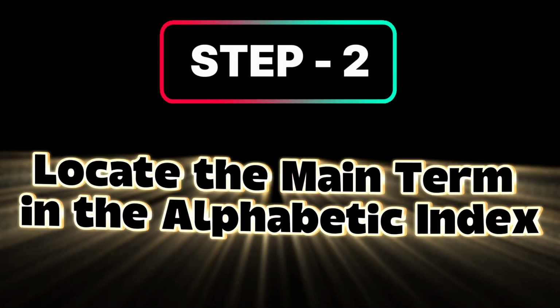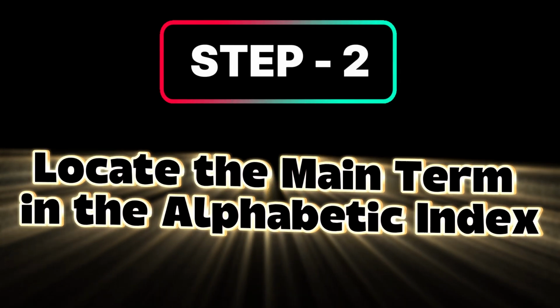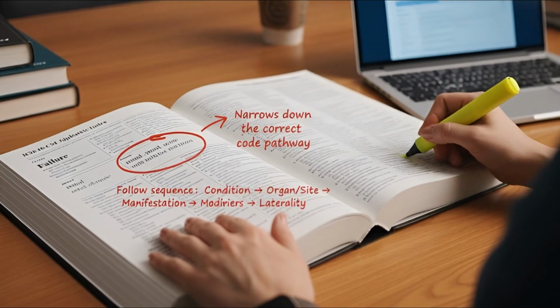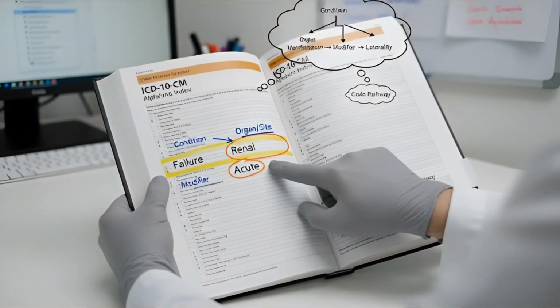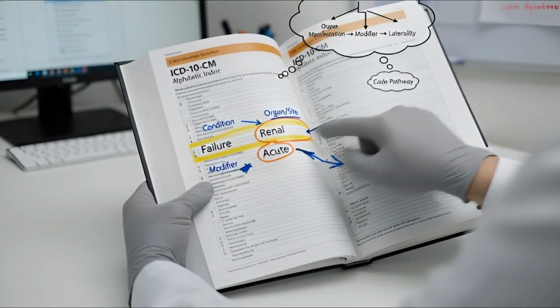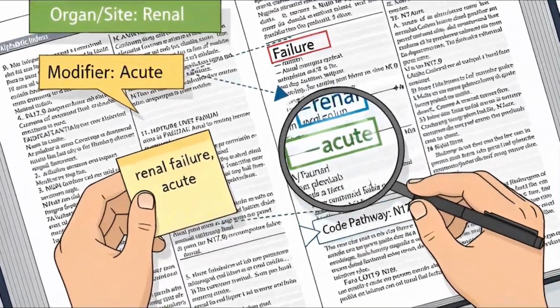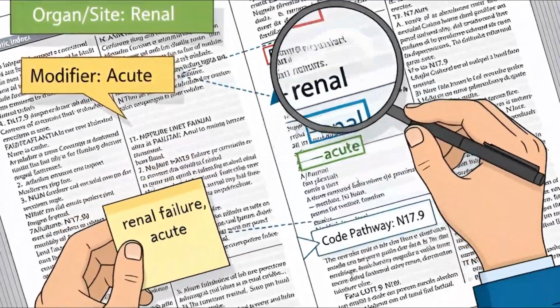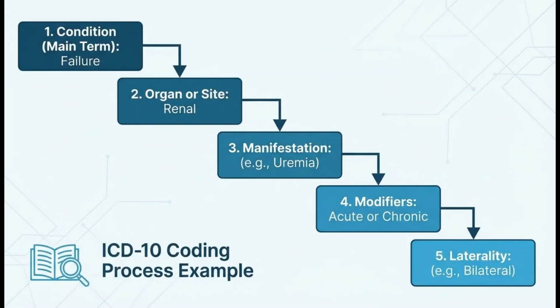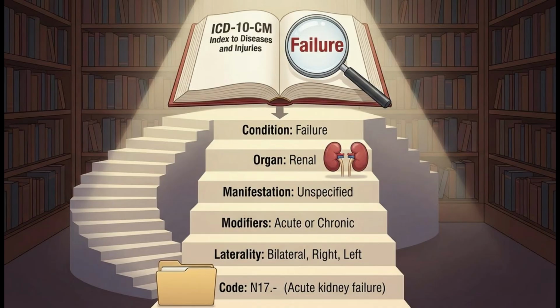Step 2. Locate the main term in the alphabetic index. Great, you've identified the main term. Now it's time to take that word into the alphabetic index, which is basically your roadmap to finding the right code. Here's how you do it. Start by searching for the main condition, the word we identified in step 1. Let's continue with our example. Main term, failure. Then you follow this sequence, like moving down a logical staircase.